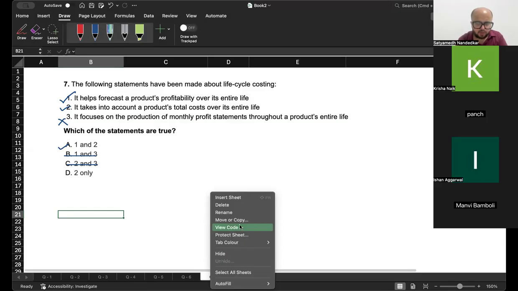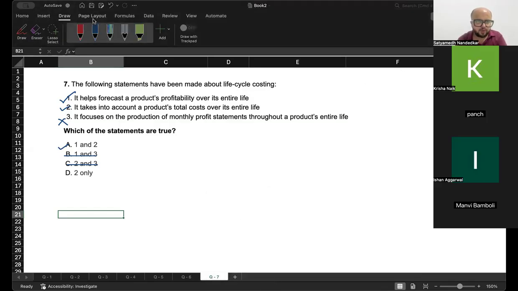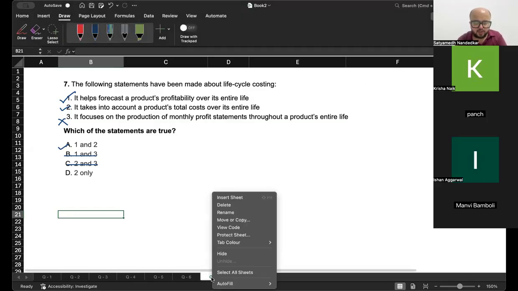Okay, let's do. Oh God, I opened the wrong thing. Let's do another one.